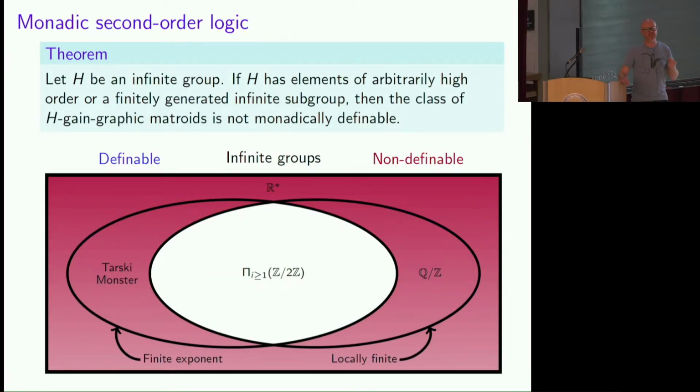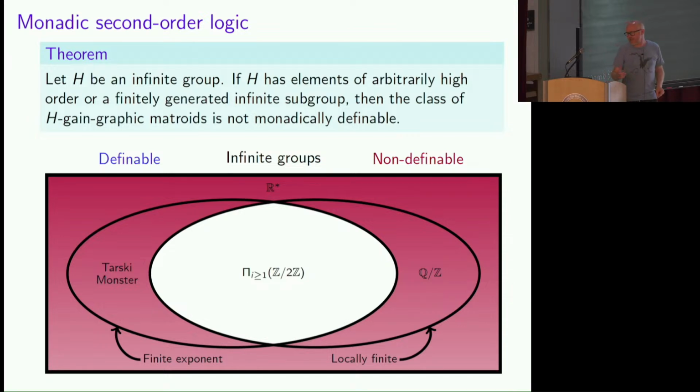So if H is an infinite group, then the class of H gain graphic matroids may or may not be monadically definable, which I think is actually a more interesting situation than if the analog for fields held. This problem is very seductive.